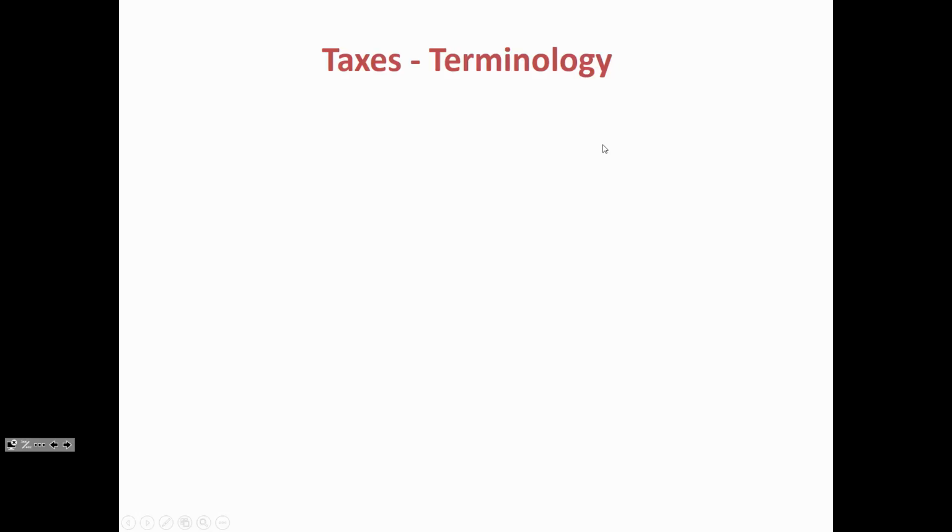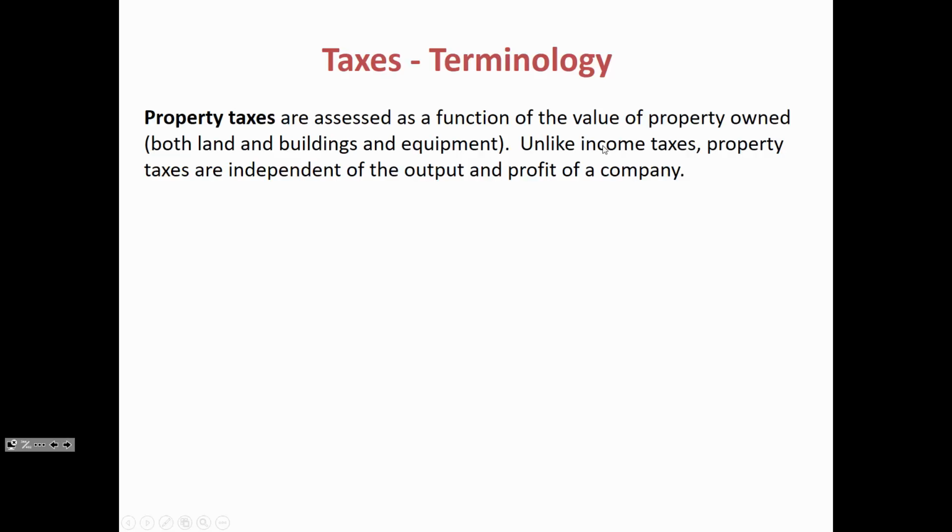Here's some terminology that you need to be acquainted with. Property taxes are collected on the value of equipment and land. We've been talking about property taxes already a little bit because we've been discussing depreciation. Depreciation most of the time is used as a deduction against income. But there is a relationship between depreciation and property taxes, because over time property becomes less valuable and you pay less in tax on it.